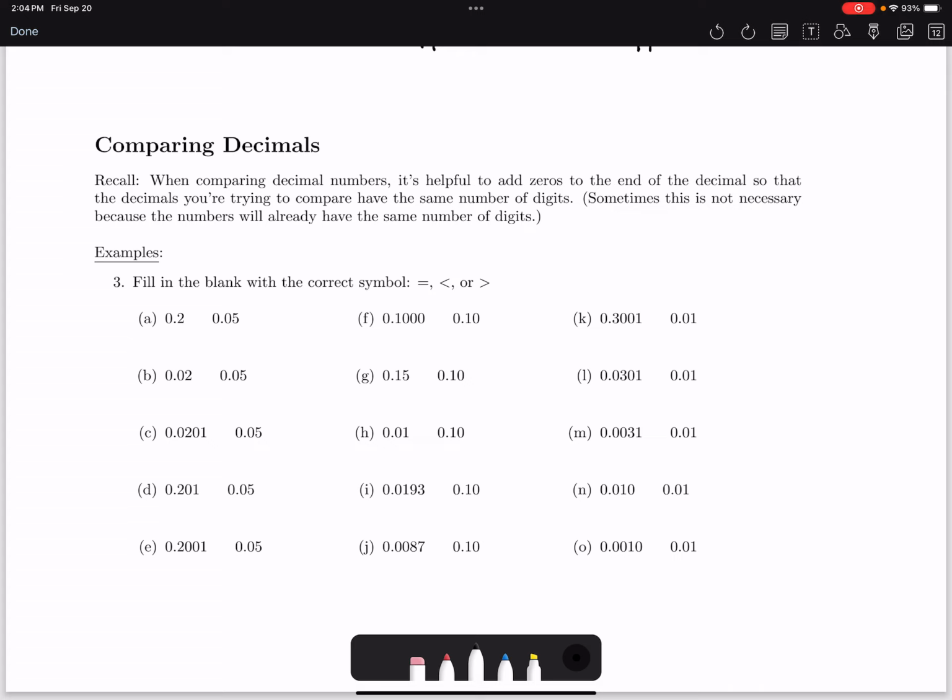Okay? So for example, if we're comparing 0.2 to 0.05, these numbers do not have the same number of digits. So what I might do is add a 0, okay, to that first number. And now they both have 2 decimal places, so they're easier to compare. And it's pretty obvious that 20 is bigger than 5, and therefore 0.2 should be bigger than 0.05. All right, so that's the inequality that should go in that blank.